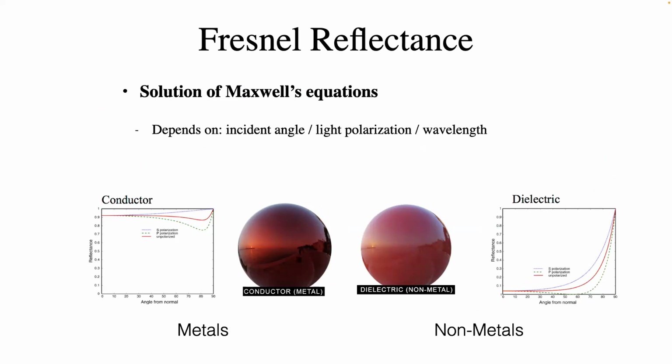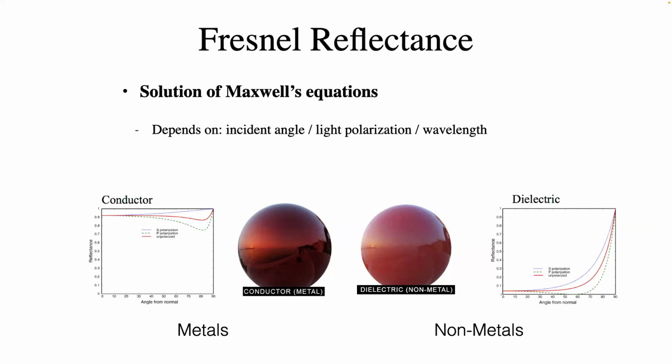Here, you see for the conductor, one stream is the P polarization, the other stream is the S polarization. In the middle, we have unpolarized, that sort of interpolates between them, right? And then the same for the dielectric, but see that the behavior is totally different between metals and non-metals. And here you see the effects of the reflections for a conductor and a dielectric, right? So the reflections are different.